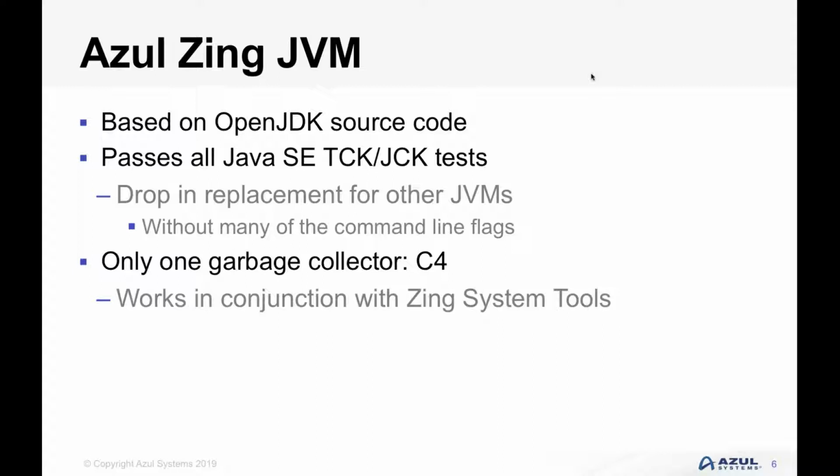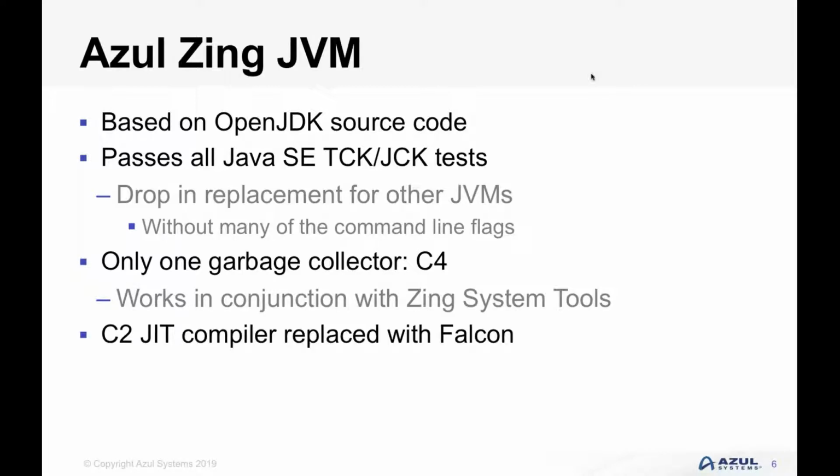It only has one garbage collector. So there are several different garbage collectors that you can use if you're running Hotspot. There's things like CMS, there's things like G1, there's the parallel collector. With the Zing JVM, there is only one garbage collector, and it's called C4, the Continuous Concurrently Compacting Collector. Now, this works in conjunction with some other things that we have, which is called the Zing System Tools. I'll explain that a little bit more on the next slide.